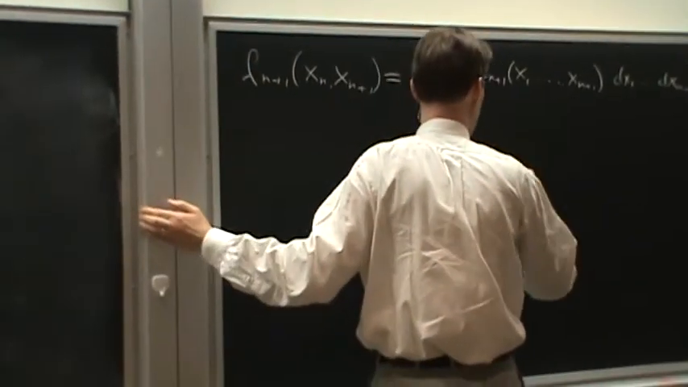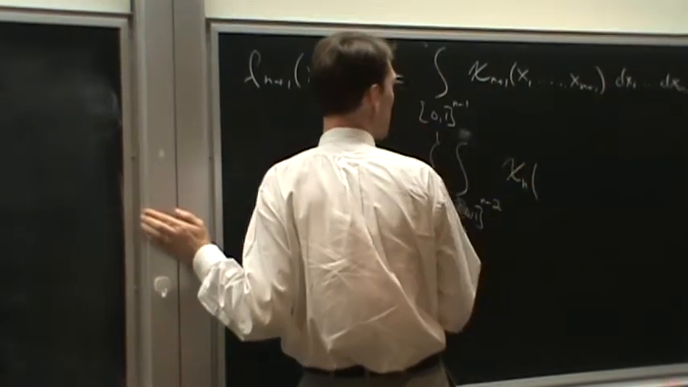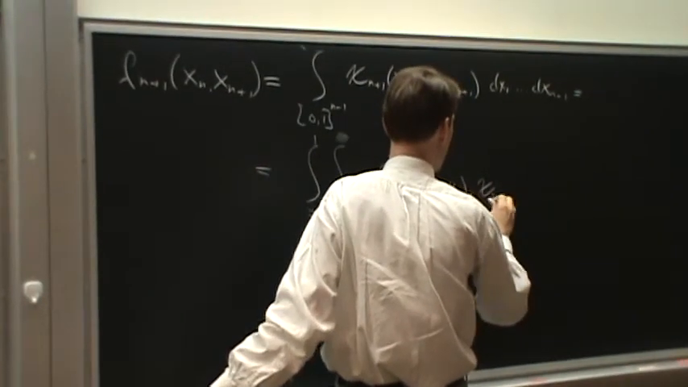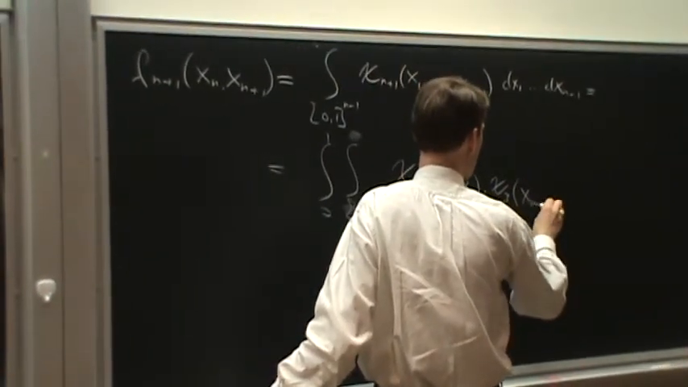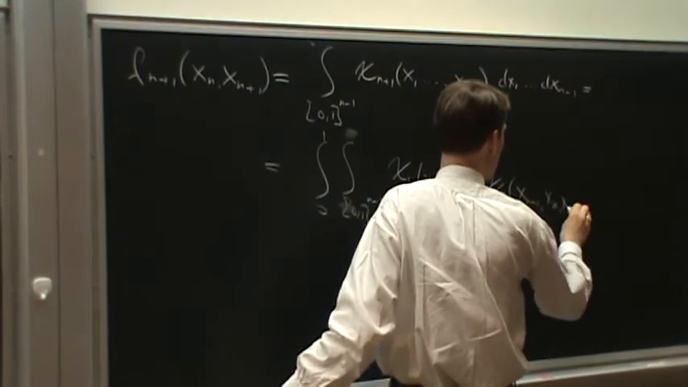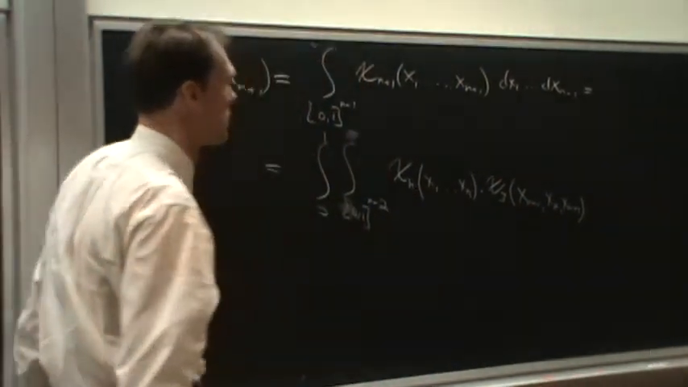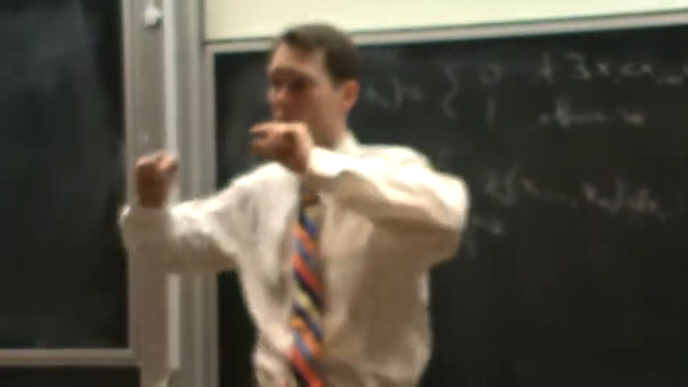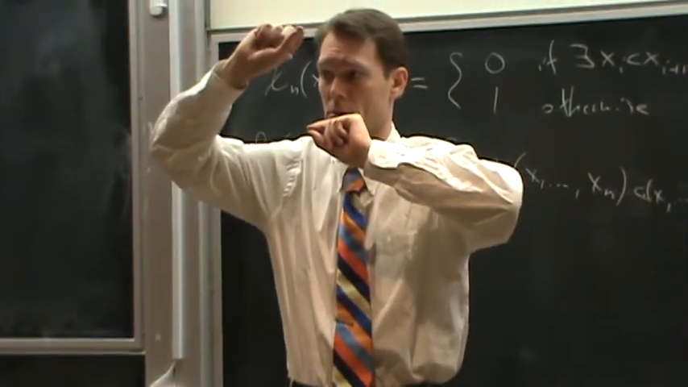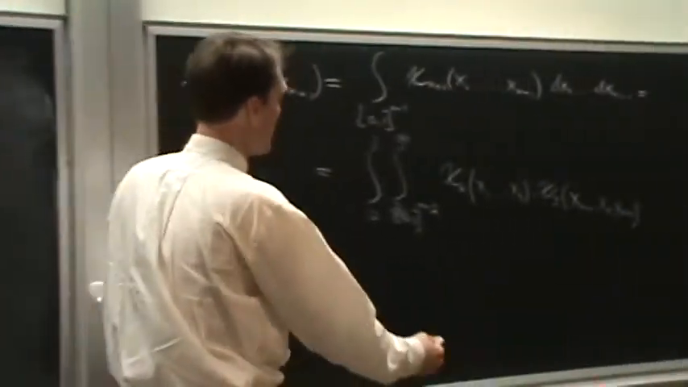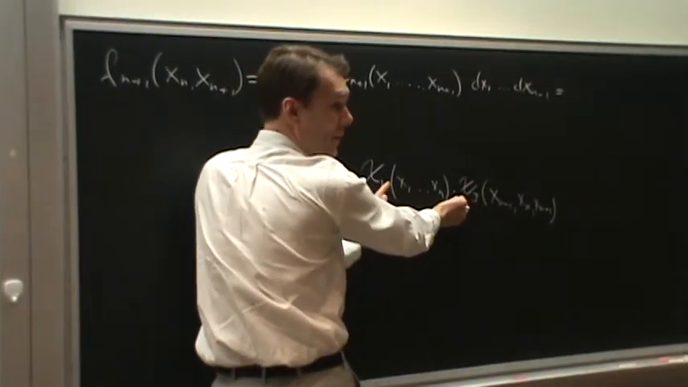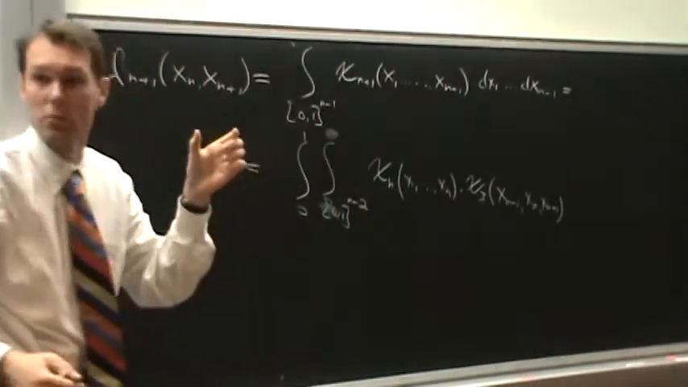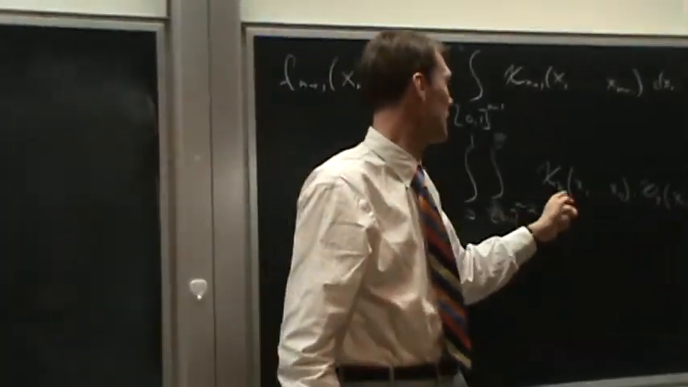Namely, it's a chi function in the variables x_1 through x_n, times the chi function on the last three variables, x_{n-1}, x_n and x_{n+1}. Why does it factor? Well, my condition is that I don't want any double ascents. So this guarantees that on the first n variables I don't have any double ascents, and this guarantees no double ascents on the last three variables. So that actually rules out a double ascent occurring here or here.